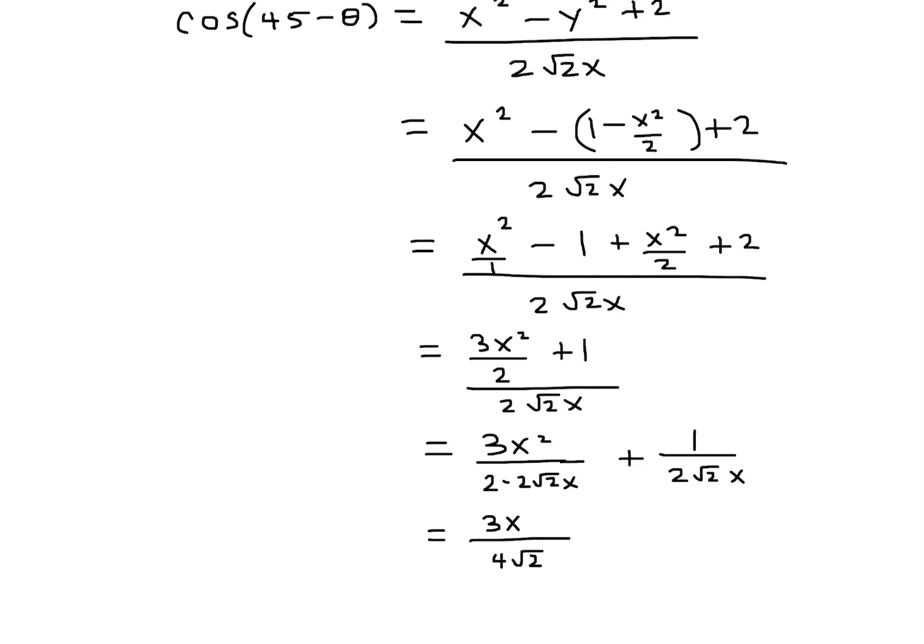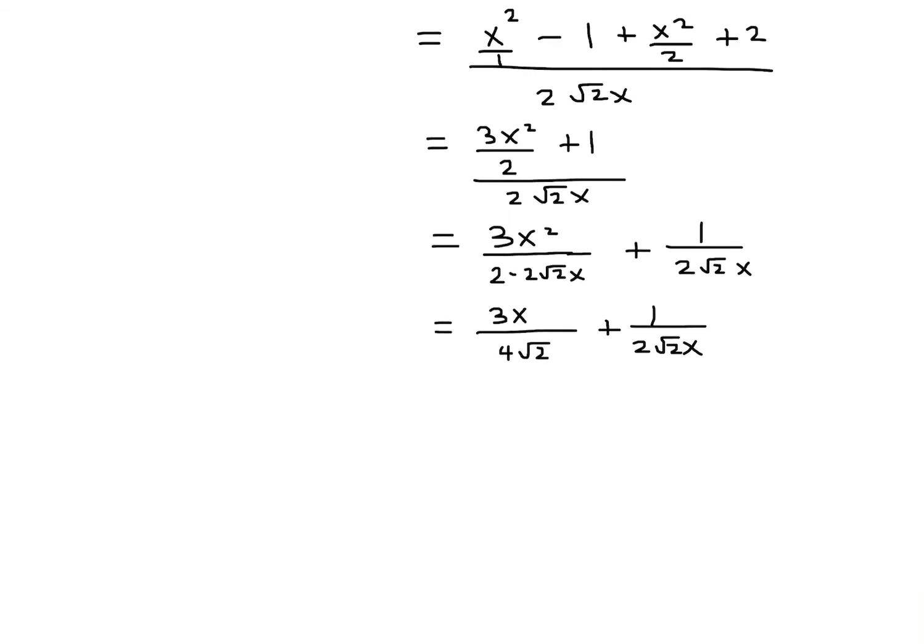Yeah. And this is just 1 over 2 root 2x. And anything we can factor out from the denominator, I think we can factor out a 4 root 2, and that would give us 3x plus 1 over x, actually 2 over x.